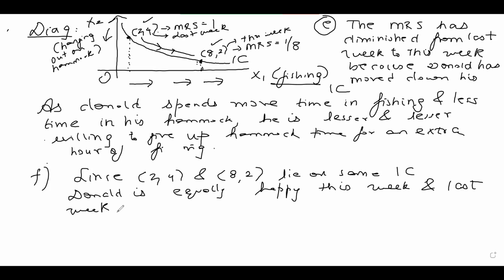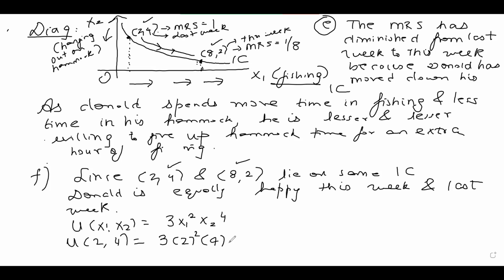Now, students must be thinking, how can you say that (2,4) and (8,2) lie on the same indifference curve? Put them in the utility function. What is my utility function? U of x1, x2 is 3 x1 squared x2 to the power 4. Calculate U of (2,4). It's going to be 3 times 2 squared times 4 to the power 4.